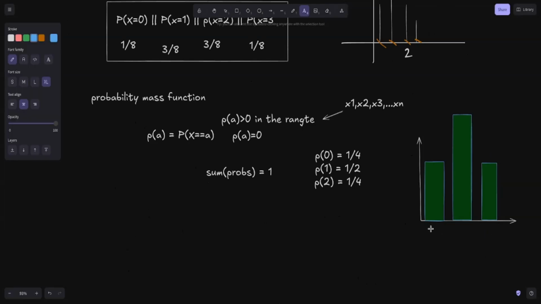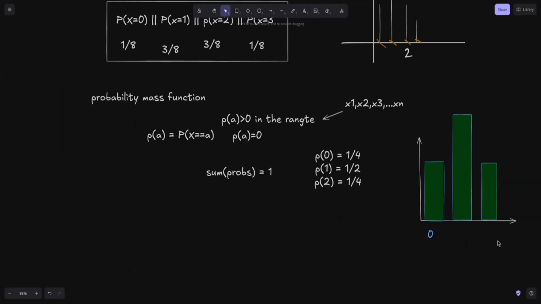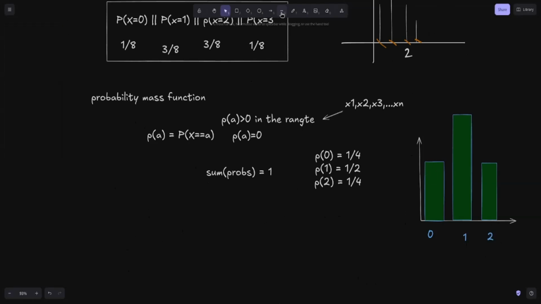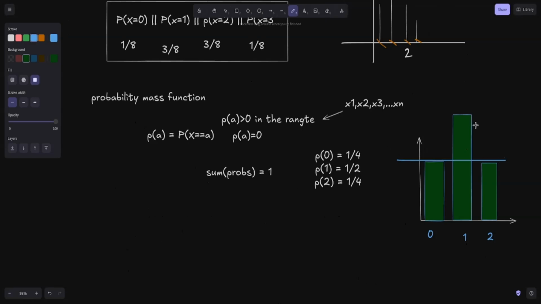So here you can see, this will be for 0, this will be for 1, and this will be for 2. Okay, so this is 1 by 4 here and 1 by 2 here, and they all sum up to be 1. So graphically you can see this is a very beautiful way we can approach probability mass functions.